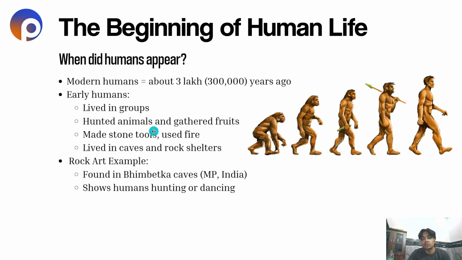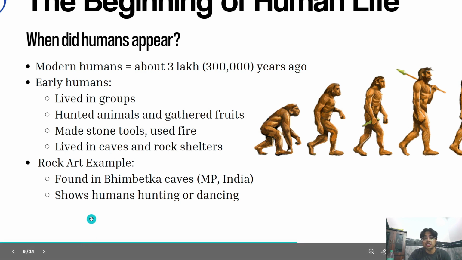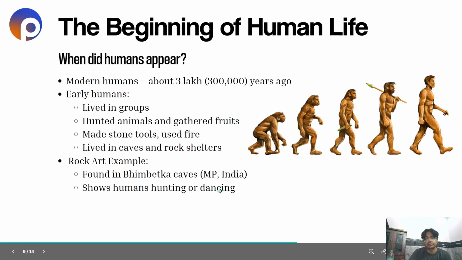They made stone tools. They used fire for cooking or for safety. They lived in caves and rock shelters. Rock art examples are there. For example, rock paintings are found in Bhimbetka caves, which are present in Madhya Pradesh, India. This basically shows human figures hunting or dancing.